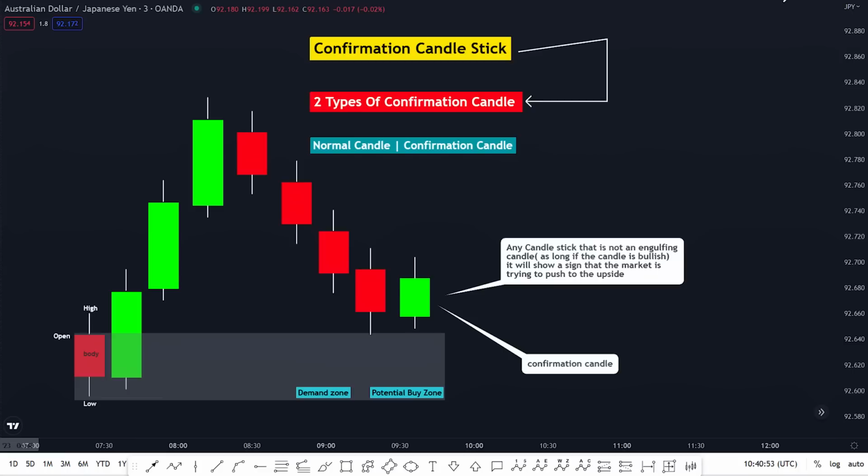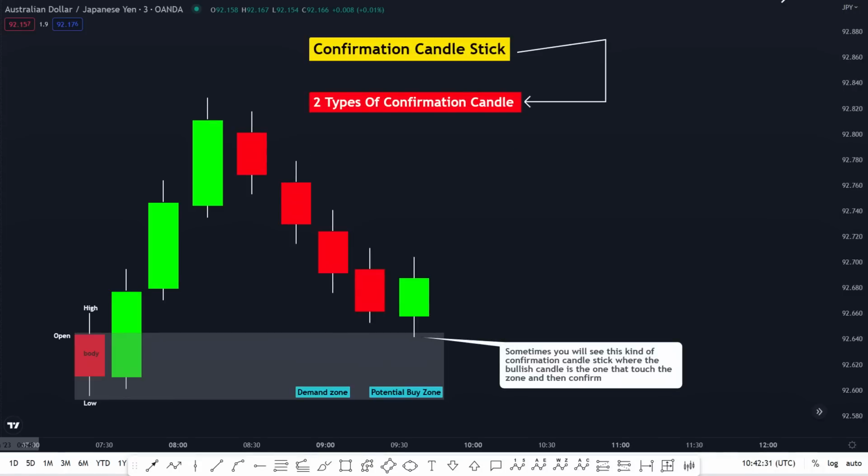Now, before we move on, let's talk about the two types of touches on the zone. As we can see from this example, price touched the zone with a bearish candlestick and then confirmed after. But sometimes the market can touch with a bullish candlestick and confirm at the same time. In this example we can see that price touched the zone and also confirmed at the same time. So when you do your backtest, also remember to include all the rules because they will come in handy.